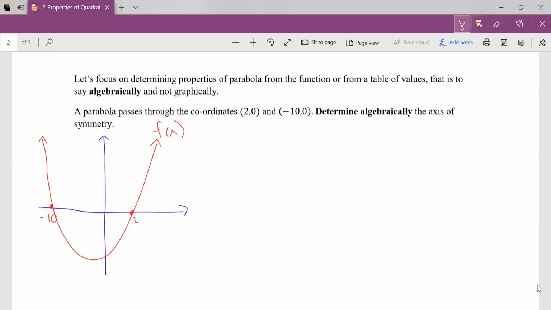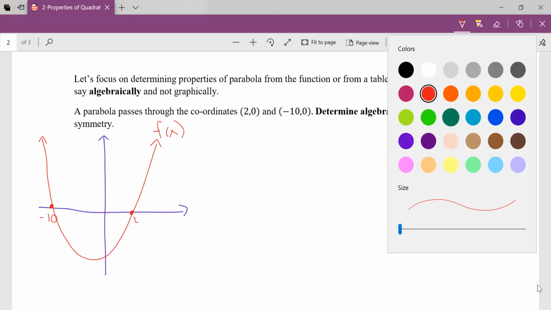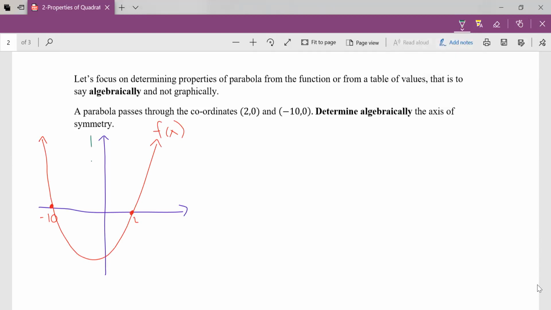Okay, so how do I find that axis of symmetry? Remember, the axis of symmetry is that imaginary line that cuts our graph in half, and it passes through the vertex. So how am I going to find that? Look at these two points that I was given. They're on the same horizontal line. The axis of symmetry is dead in the middle of these two horizontal points.